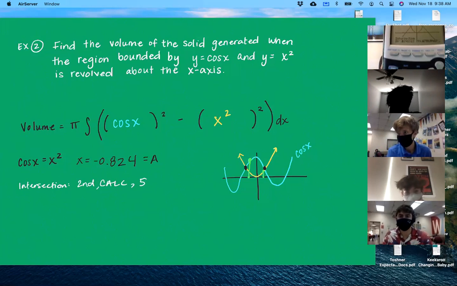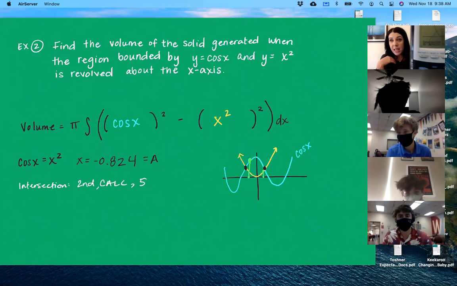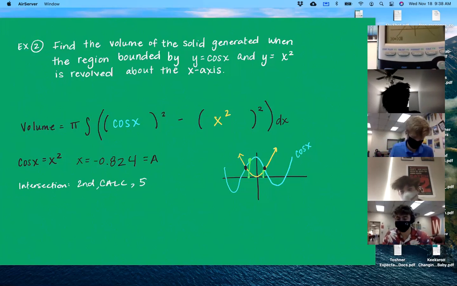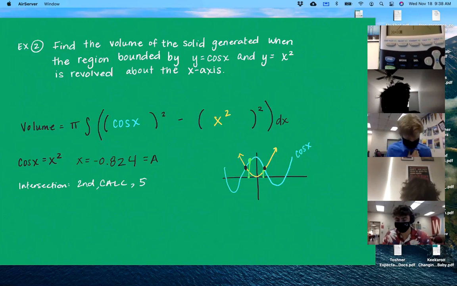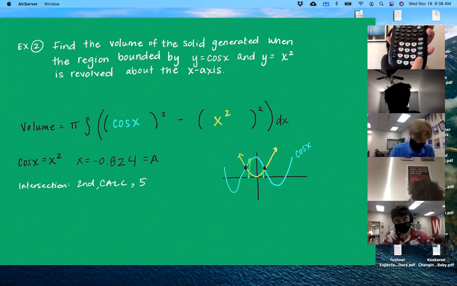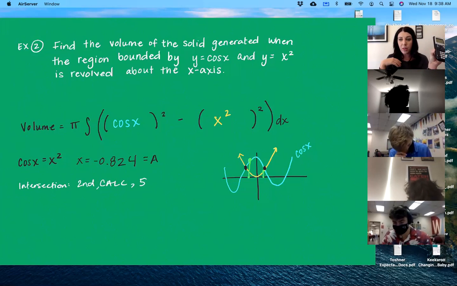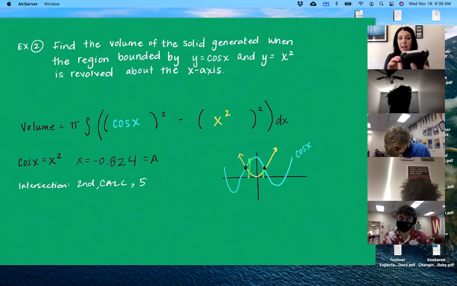Okay, so from this screen, we're going to bring up our X equals X. To do that, once it's on the screen, all you're doing is pressing that X,T,theta,n. Once you press X,T,theta,n, it's going to say X equals X. You're going to press enter. And then it has temporarily stored that entire number with all those numbers after it into your X button, into that X,T,theta,n button.